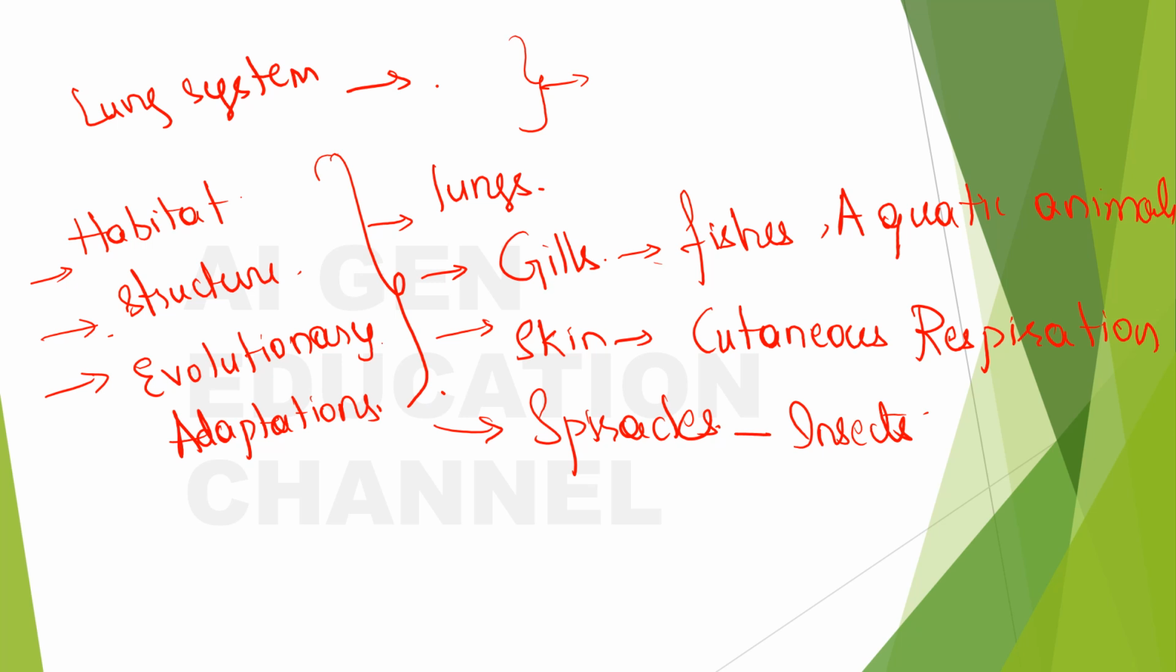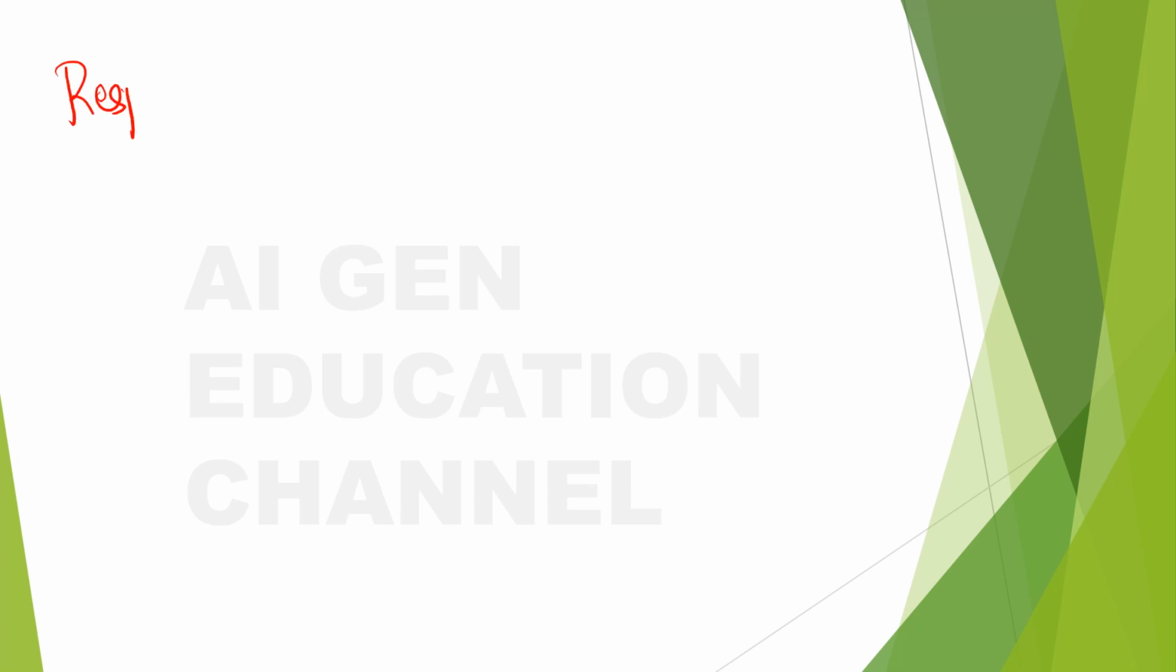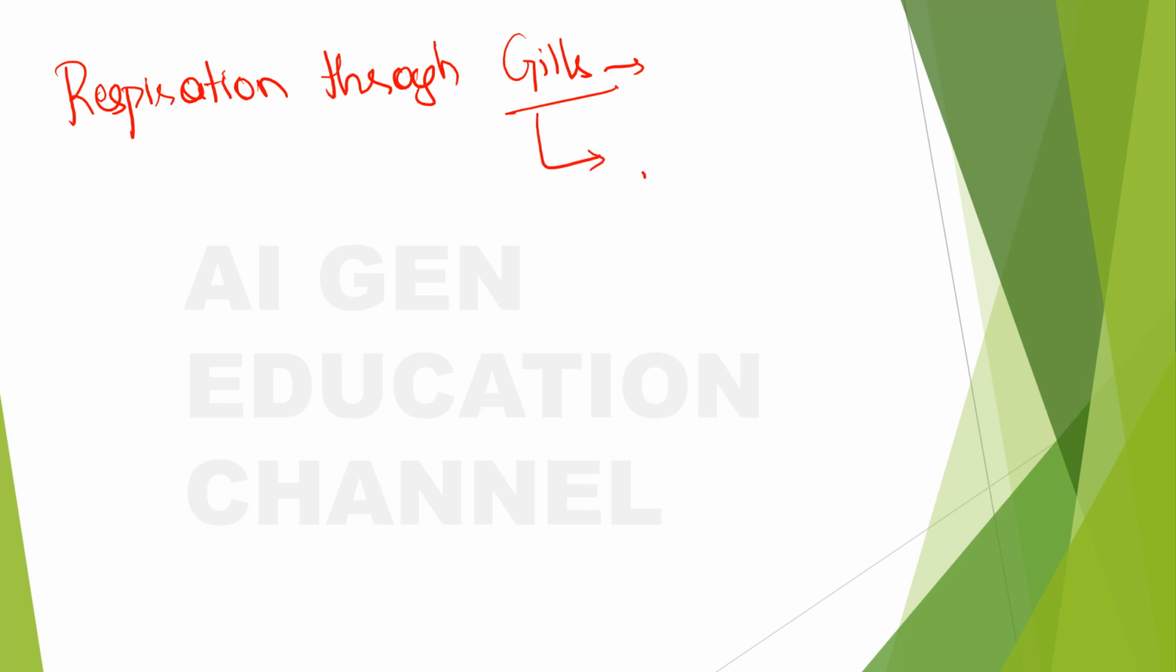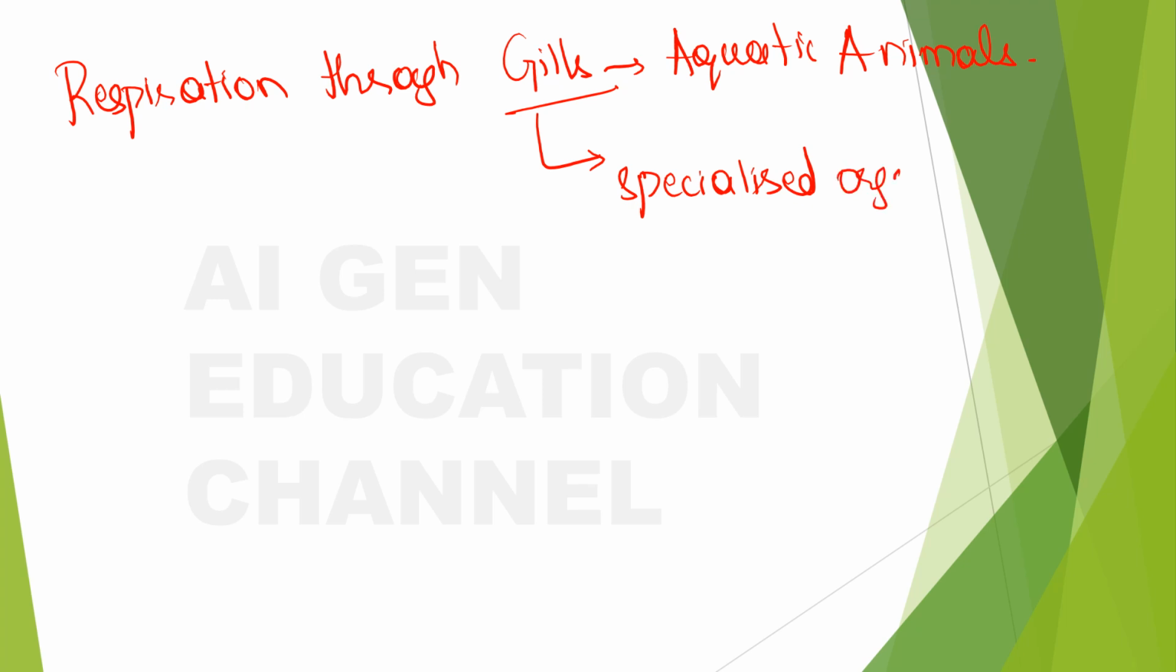First of all, we shall look into respiration through gills in fish and other aquatic animals, right? Where can you find this? Yes, you all know, in aquatic animals. So what are these gills? These gills are specialized organs used for gas exchange, the exchange of gases. These are the specialized organs that are used by aquatic animals. Don't forget this.